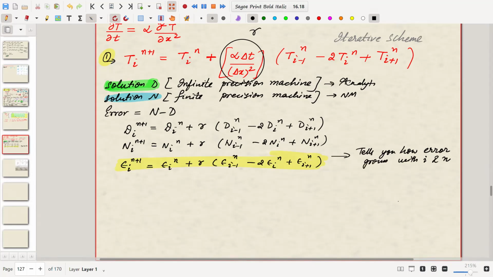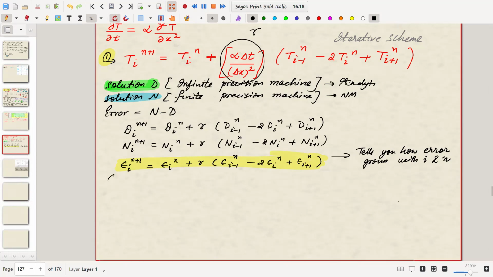Epsilon i, n plus 1. What is the next error? The error at the next step is given by the right hand side. So when will the system not be stable? If the error grows, the system is not stable, right? Error will grow when epsilon i, n plus 1, the error in the n plus 1th time step, is greater than the error in the nth time step. Agree? So it is the ratio of the error in the future and in the past that is important to us.